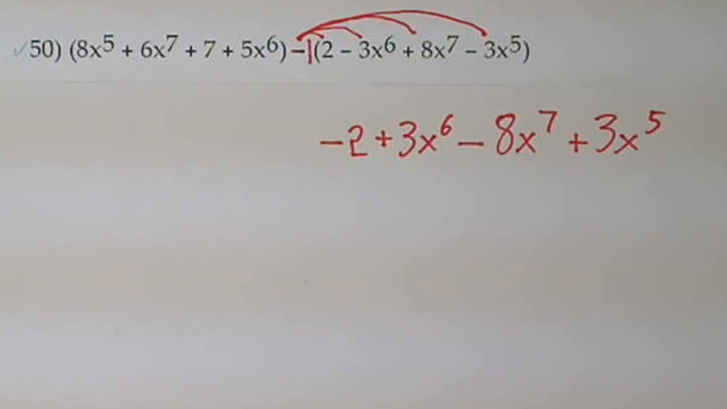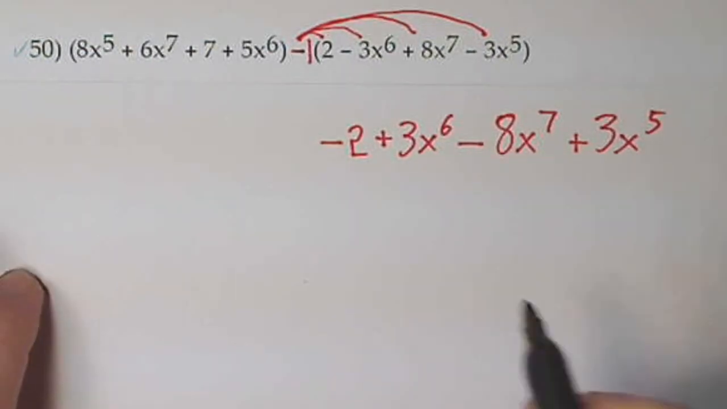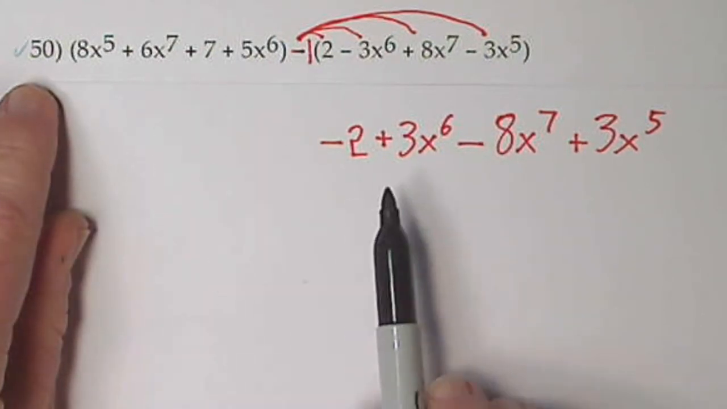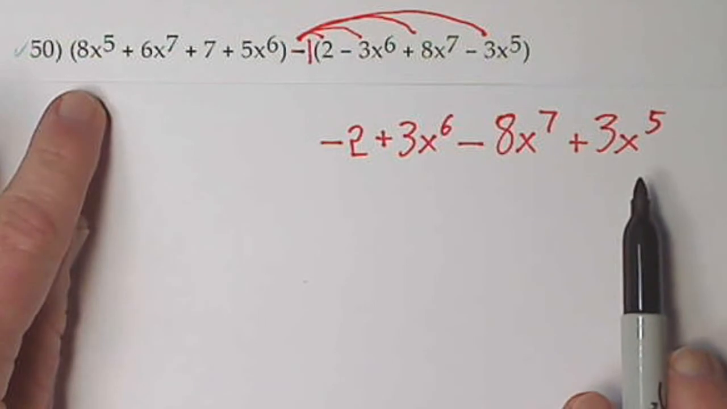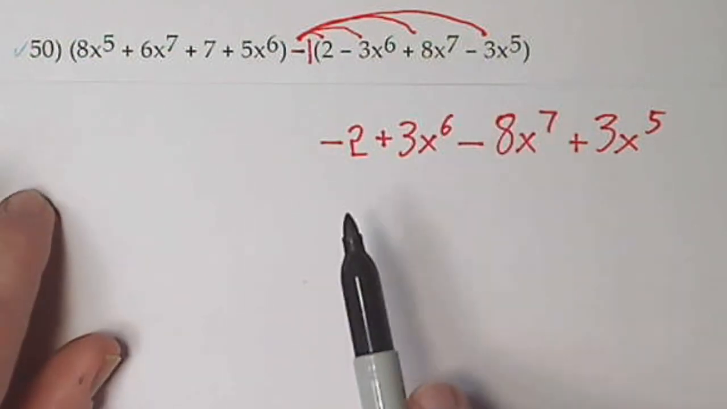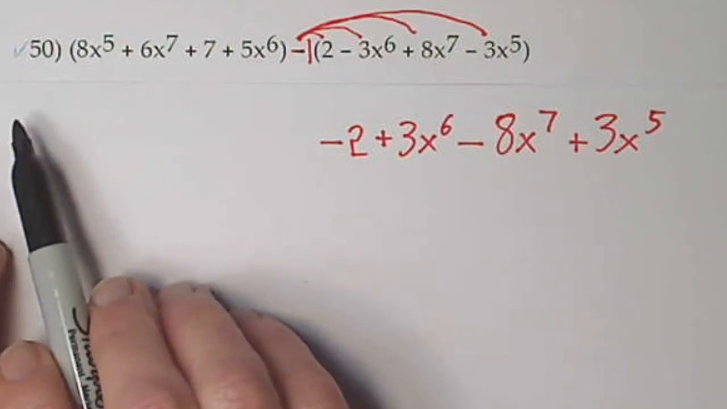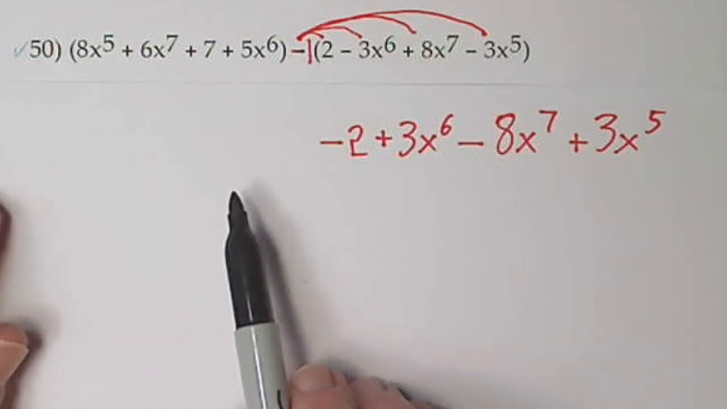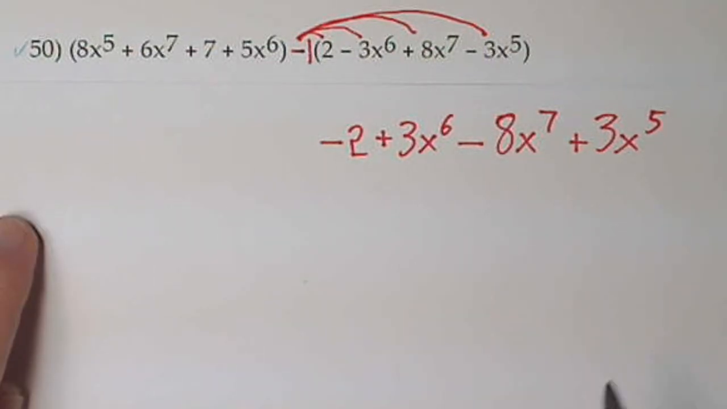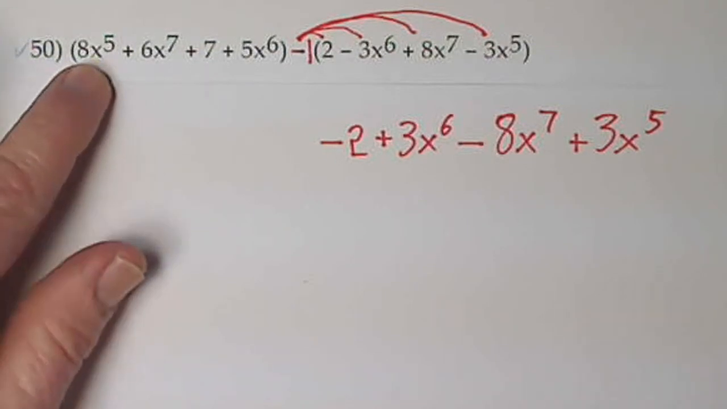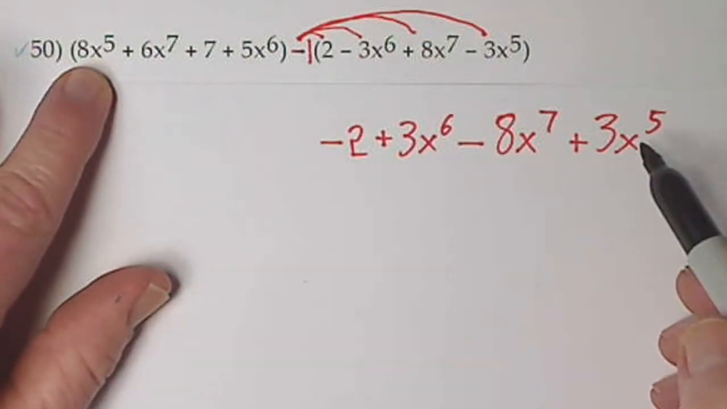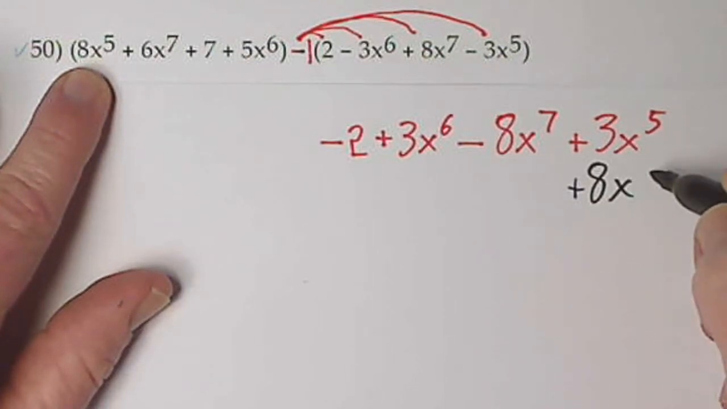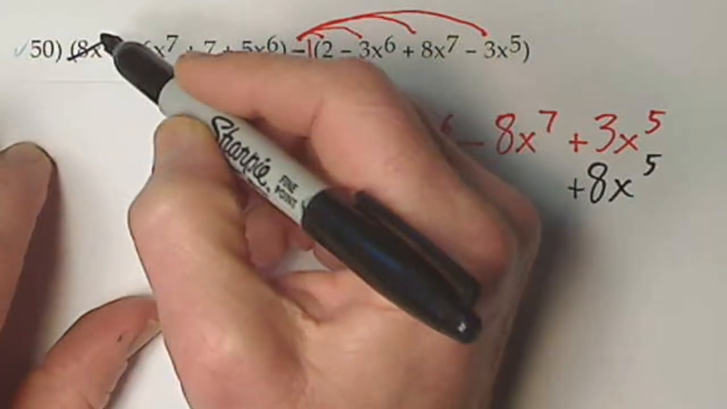All right, so for our first set, I could just write the like terms underneath here. And in fact, once you start having this many terms, I think it's easier to do that. If I write 8x to the 5th, 6x to the 7th, plus 7, 5x, if I write all that over here, I'm going to have to look back and forth to combine like terms, whereas this 8x to the 5th is going to combine with this right here. Okay, so I'm going to put plus 8x to the 5th. All right, I've taken care of that one.